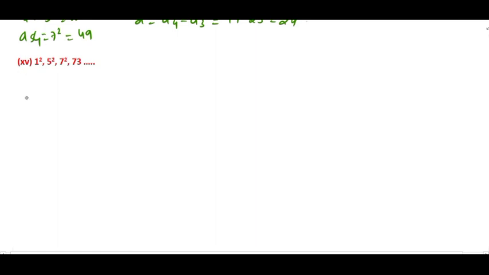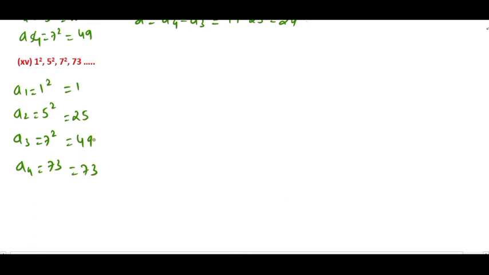What is a1 here? a1 is 1 square. a2 is 5 square. a3 is 7 square. a4 is 73. And 1 square is 1, 5 square is 25, 7 square is 49, and 73 he had given. See common difference here, d is equal to a2 minus a1. What is a2 here? 25, a1 is 1, which is equal to 24.